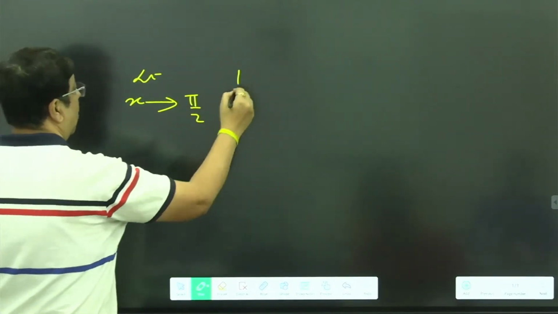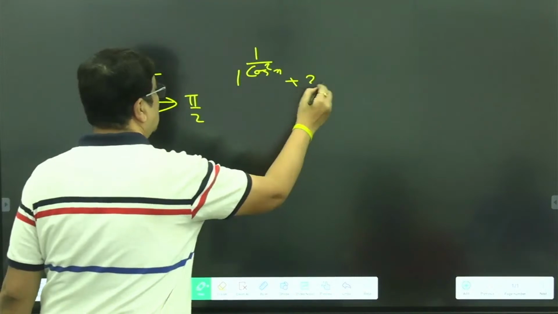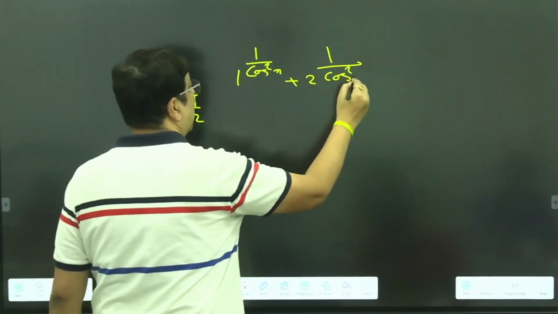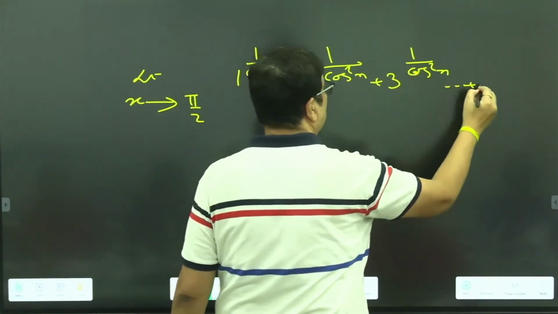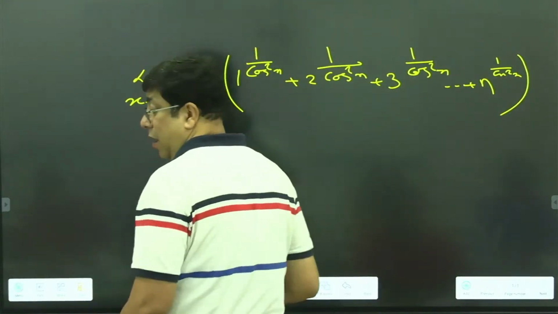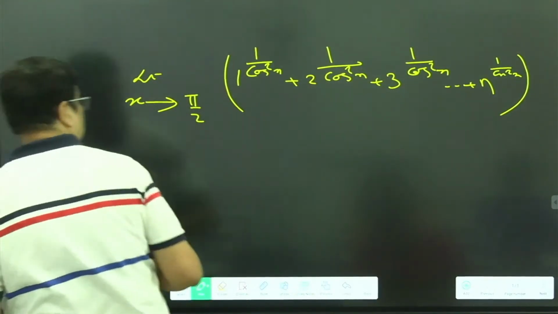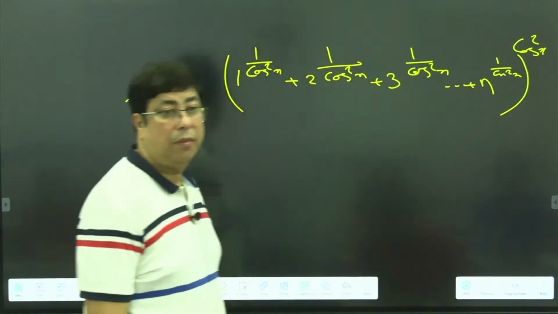Limit x tends to pi by 2, (1 to the power 1 by cos square x plus 2 to the power 1 by cos square x plus 3 to the power 1 by cos square x plus n to the power 1 by cos square x) whole to the power cos square x. How to solve this sum?